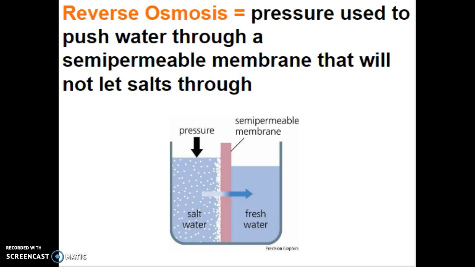Another way that we can do this is with a process called reverse osmosis. If you remember from 10th grade biology, osmosis is the movement of water from where there's a lot of water to where there isn't so much. So reverse osmosis is using pressure to push water through a semi-permeable membrane that has pores small enough for freshwater molecules to get through, but not salt molecules. And so it's kind of reverse pushing the water and leaving that salt behind.